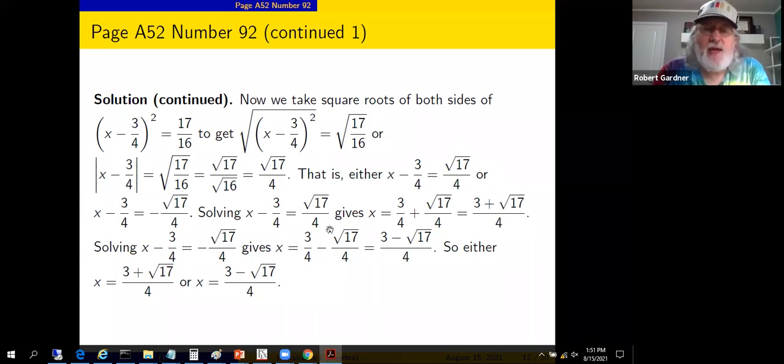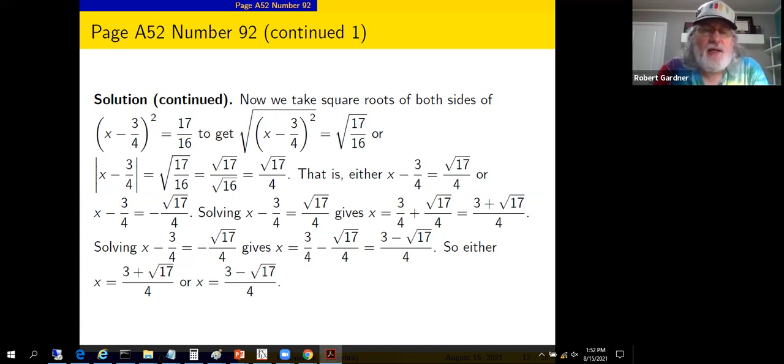Let's solve the first equation. Add 3/4 to both sides. Take this negative 3/4 and put it on the other side. It becomes positive, same thing. Produces this. Fortunately, they already have the same denominator. We can combine those to produce x equals 3 plus the square root of 17 divided by 4. The other equation is quite similar. Take the 3/4 to the other side, produces this, common denominator, and gives another solution of 3 minus the square root of 17 over 4. The two solutions are x equals 3 plus the square root of 17 over 4, and x equals 3 minus the square root of 17 over 4.